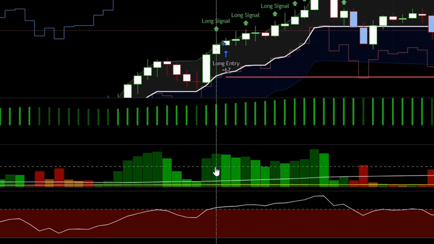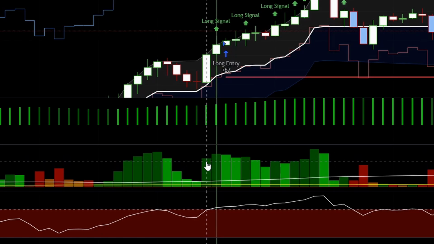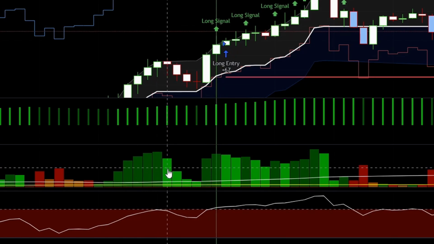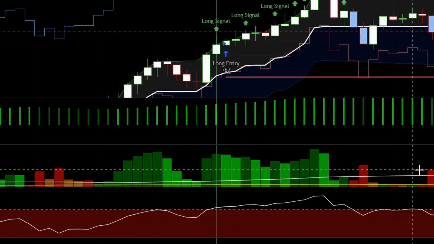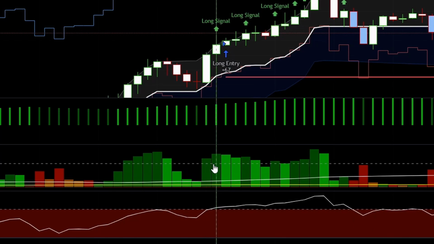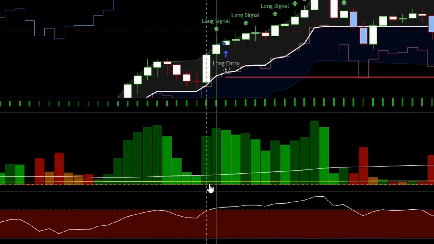Next, on the WADA avatar, the main entry signal indicator, its histogram bar should be dark green, which is this one, or these ones. If it's light green, like this, or it's red or orange, the long entry is not valid. Also, the histogram bar should be above both the explosion line and the Deadzone line. And finally, the explosion line needs to be above the Deadzone line.